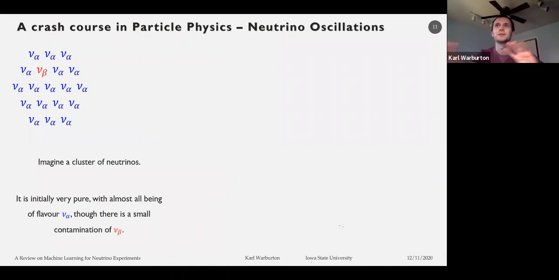I just wanted to give you an idea of the amount of things that we don't understand about these particles, and that feeds into all of the experiments that we do. Neutrino oscillations are particularly interesting. Imagine we have a cluster of neutrinos, all blue here, nu alpha, and there's one nu beta in this package.